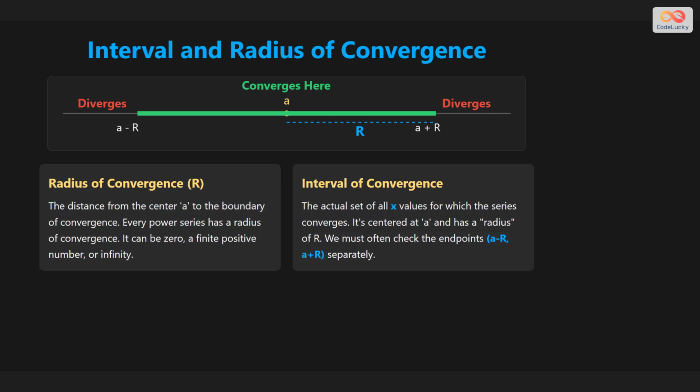So for which x values does a series converge? The set of all such x values is called the interval of convergence. This interval is always centered at a. The distance from the center, a, to either edge of this interval is called the radius of convergence, or r. Inside this radius, the series converges. Outside, it diverges. What happens at the exact endpoints, a minus r and a plus r, requires special attention.